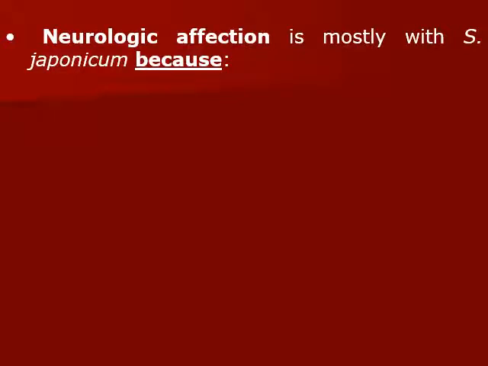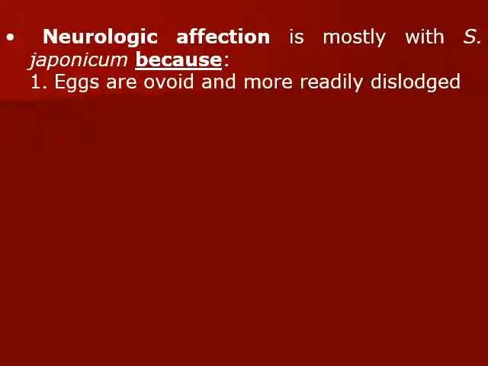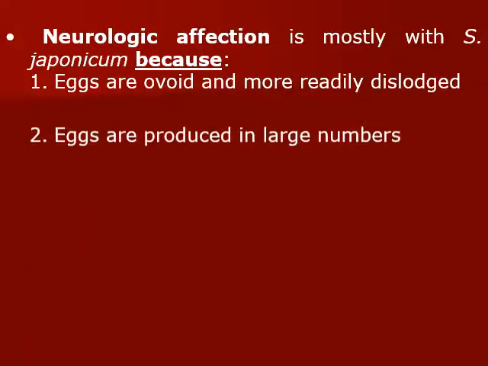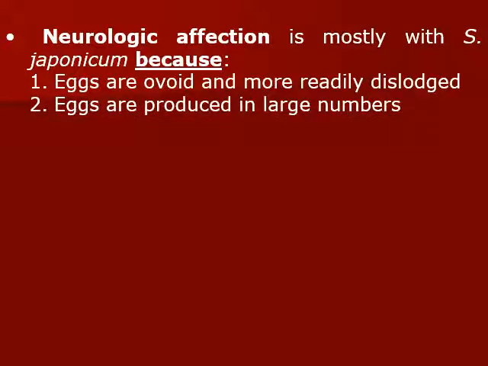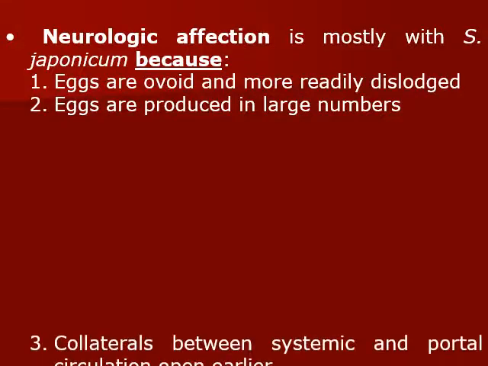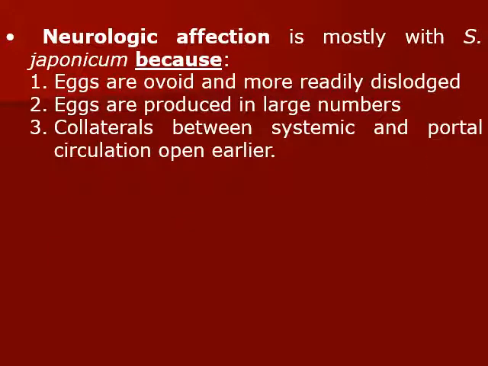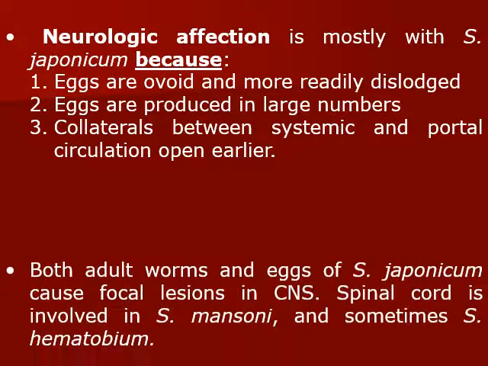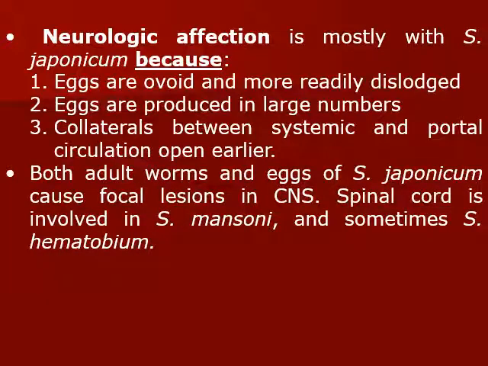Neurologic affection is mostly with Schistosoma japonicum because the eggs are ovoid and more readily dislodged from the mucosa and pass back to the liver with circulation. The eggs are produced in large numbers. Also, the collaterals between systemic and portal circulation open earlier because liver fibrosis occurs very early during the course of disease. Both adult worms and eggs of Schistosoma japonicum can cause focal lesions in the central nervous system.